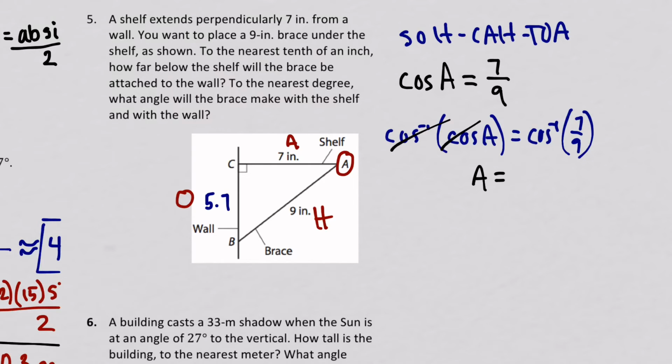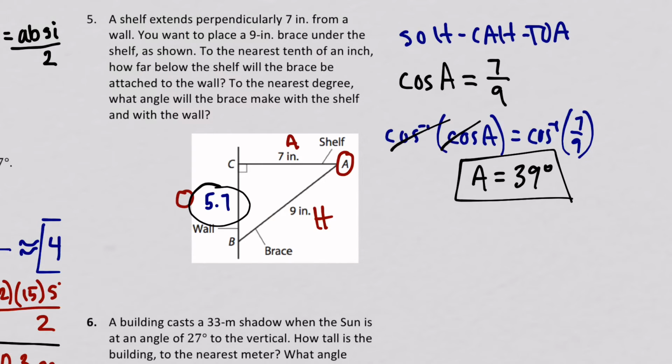According to my calculator, it says 38.94. It says to the nearest degree, right? So that just rounded up to 39. 39 degrees for angle A. So we got angle A. We got the measure of the side. So we answered 2 of the questions, right?